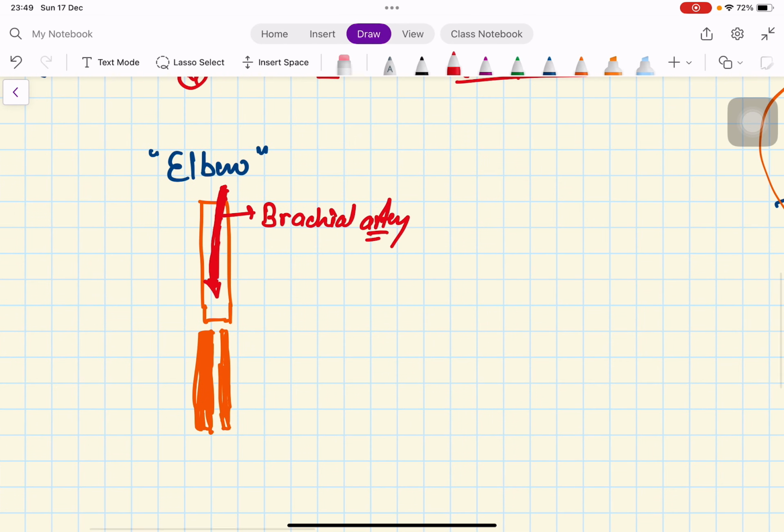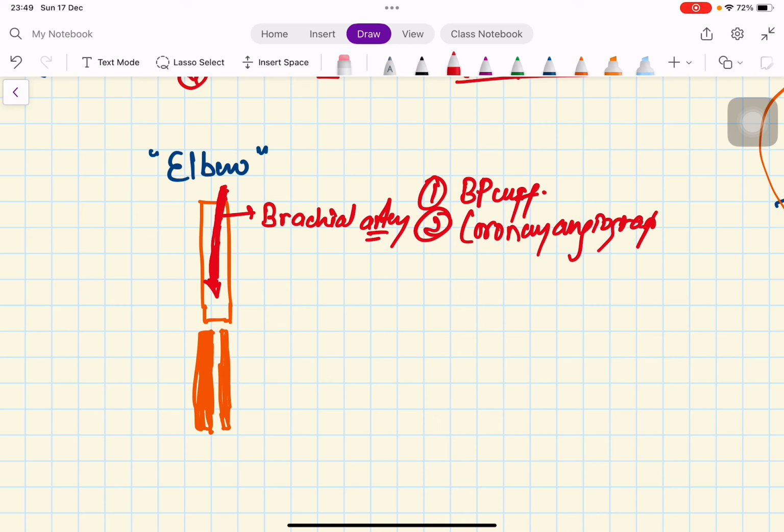Do you know the two importances of the brachial artery? One, everyone will say it is basically for the BP, the BP cuff is put over the brachial artery. Another is something like coronary angiography. Leave it. Yeah, this is important. Now let's talk more.